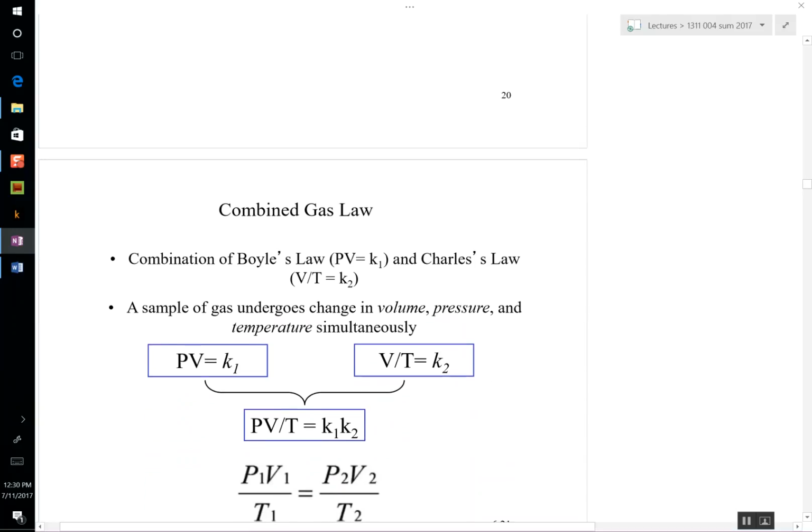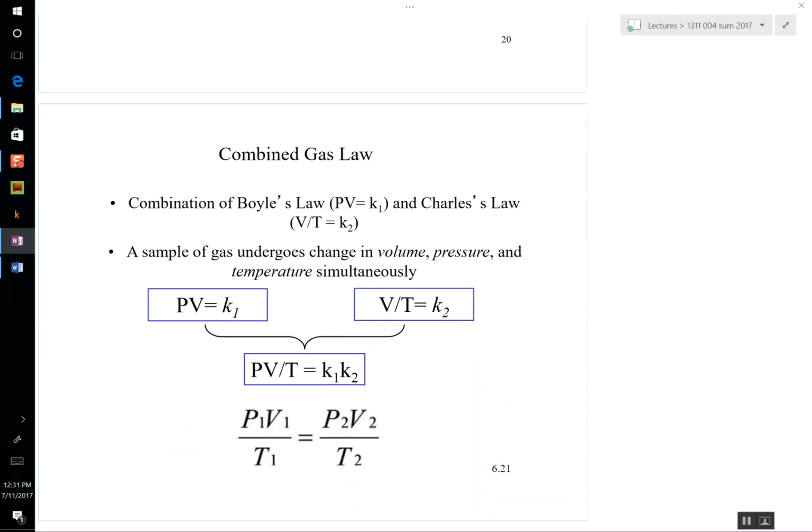Combined gas law. Before we go on to Avogadro's law, the combined gas law is just Boyle's plus Charles'. That is what we're combining. Boyle's law says that pressure times volume is a constant. Charles says volume divided by temperature is a constant. So pressure times volume divided by temperature is a constant. That's the combined gas law.